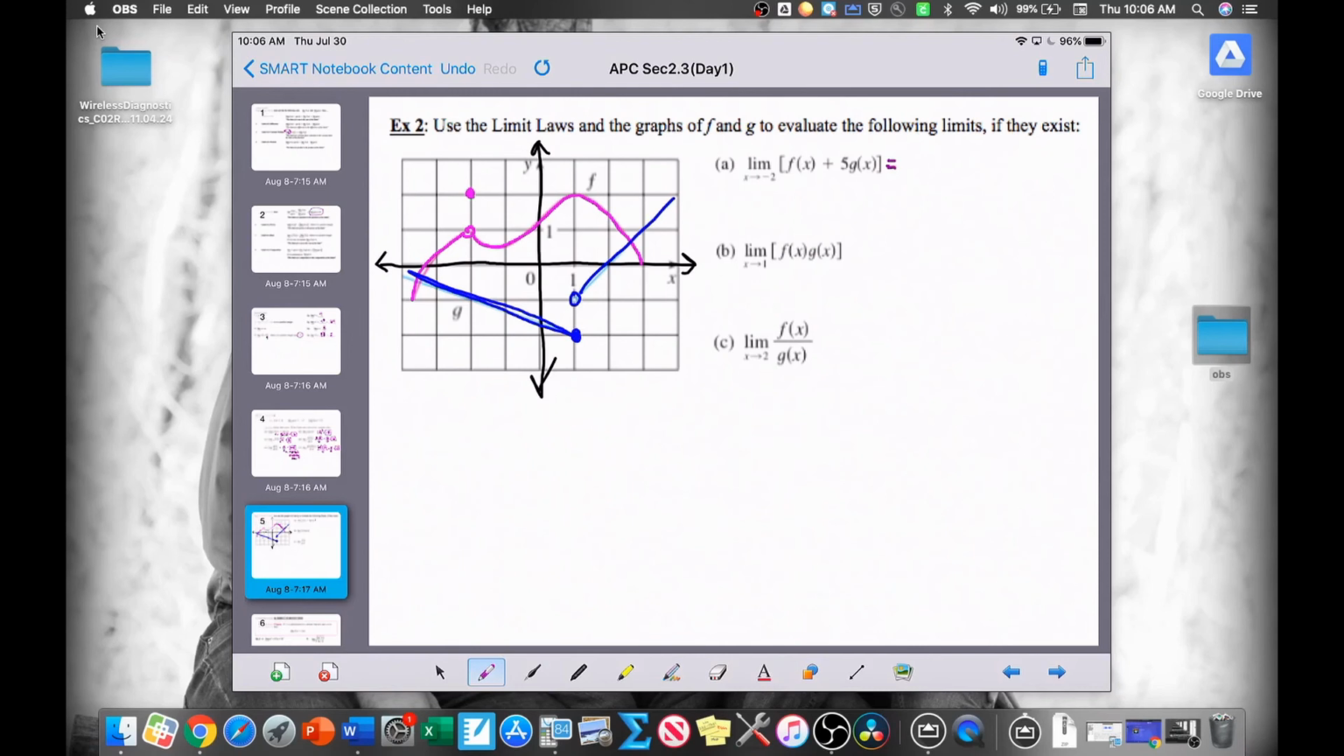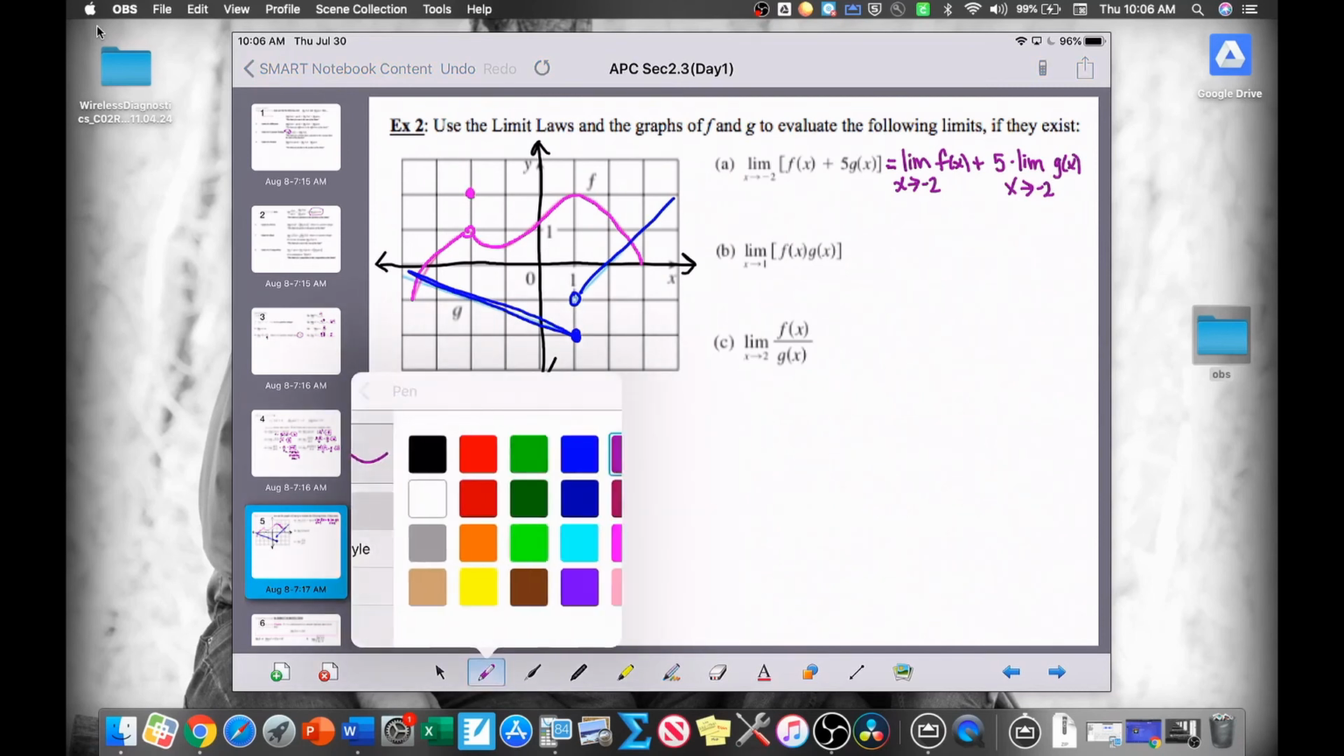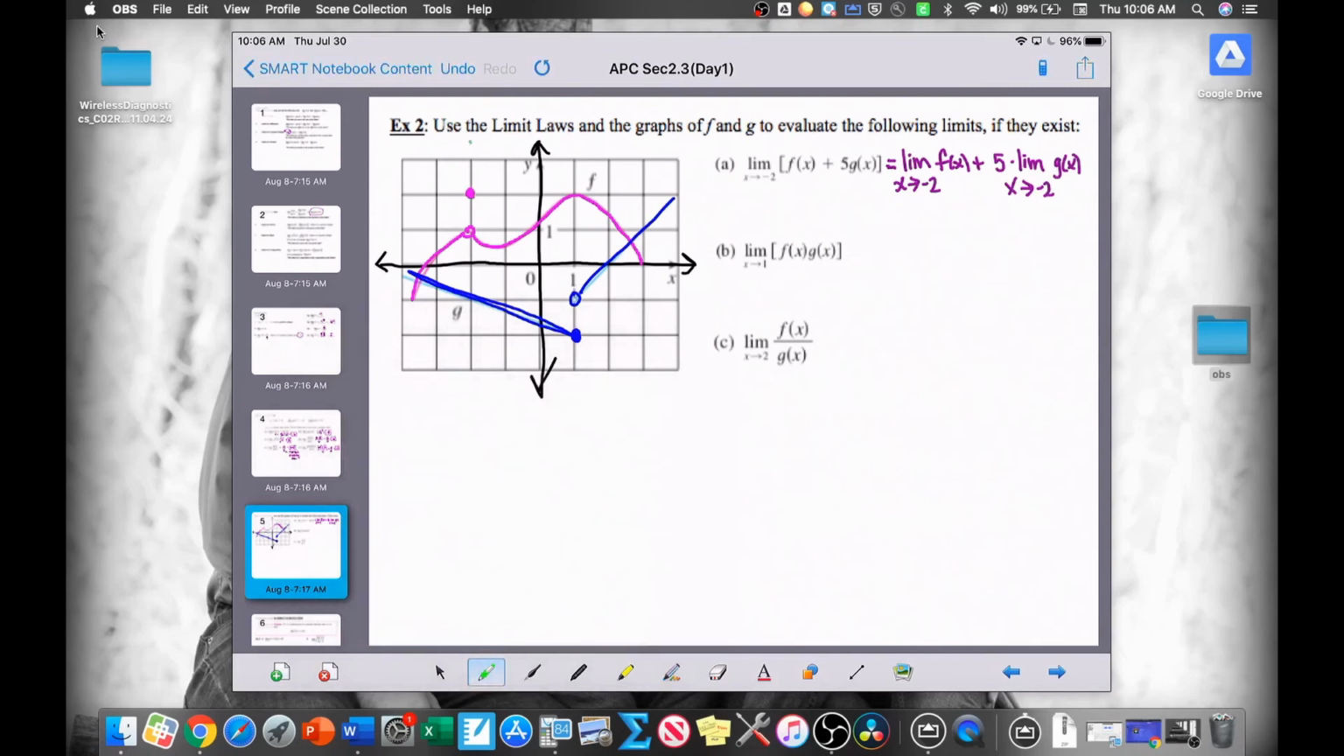All right, so beginning with letter A, using the limit laws, I know that this expression is going to be equal to the limit as x approaches negative 2 of f of x plus 5 times the limit as x approaches negative 2 of g of x. Now I need to use the graph to determine what those things are. Well, x equals negative 2. That's this line right here on my graph.